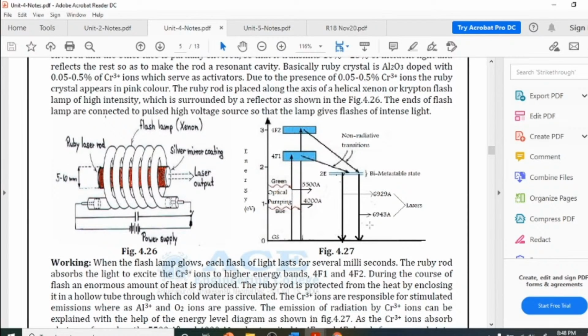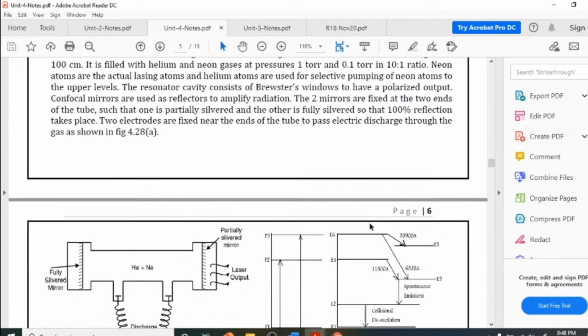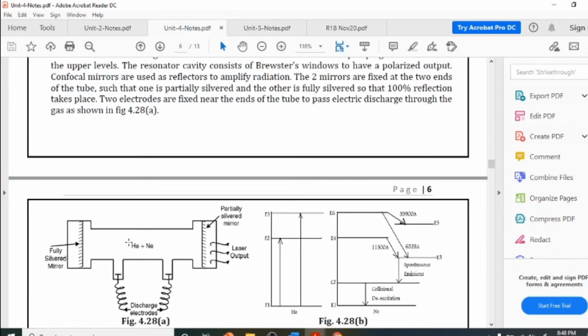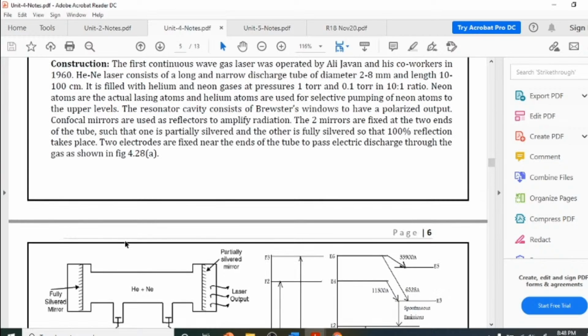You have to draw the energy level diagram for every laser. So we have the ruby laser, we have the helium neon laser. Similarly, in the helium neon laser, the gas is a gaseous mixture. You would be getting the electric discharge here. So automatically this gas is enclosed in a discharge tube.